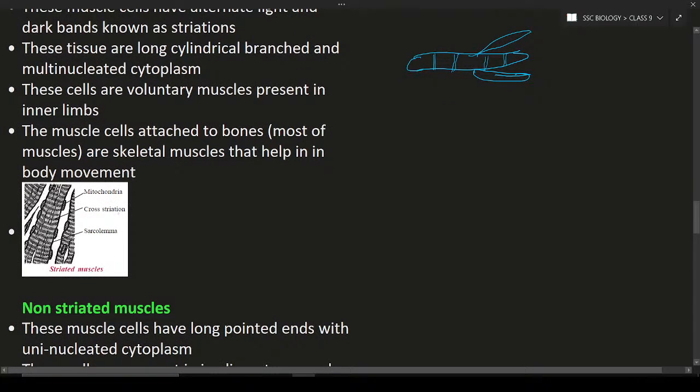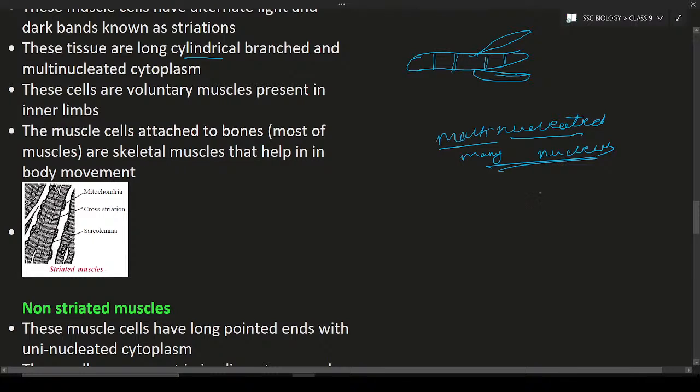These muscle cells have cross striations, and these striations help in identifying the type of muscles, okay. These tissues are long and cylindrical. Cylindrical means like a cylinder, round shaped, and also branched, with multinucleated cytoplasm. What is meant by multinucleated? Multi means many, and nucleated means nucleus. It means these muscle cells have many nuclei in the cytoplasm, okay.